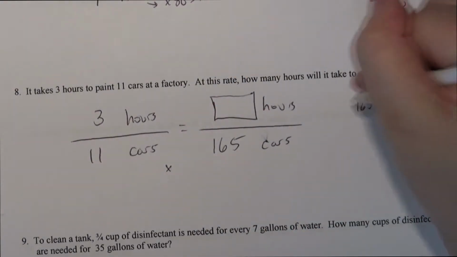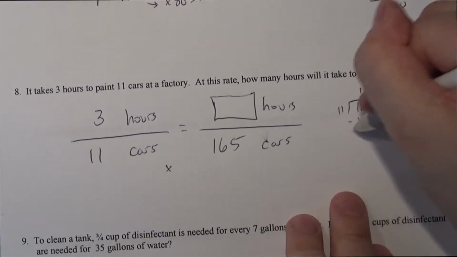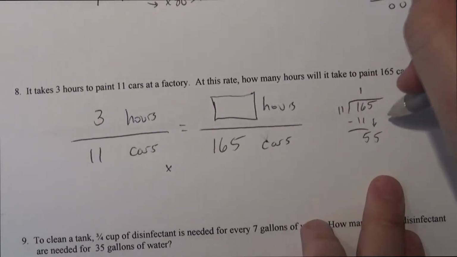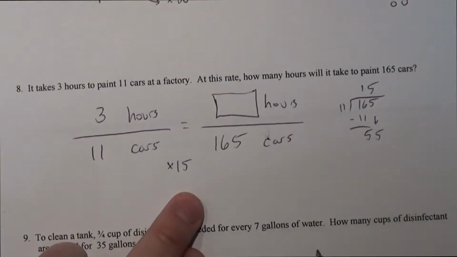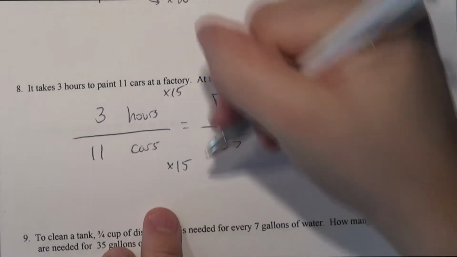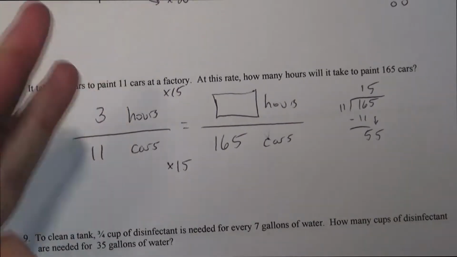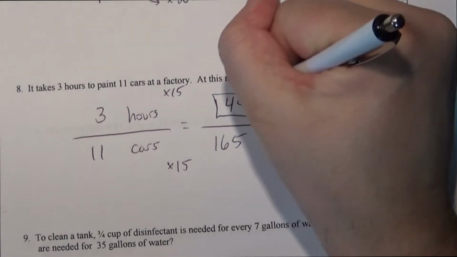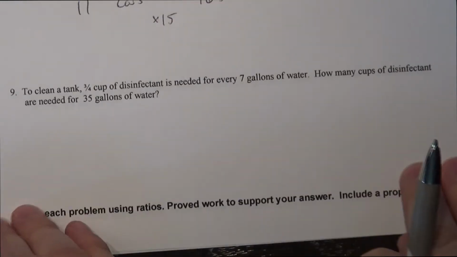Okay, so if I look at this, I need to think, okay, 11 to 165, I'm multiplying by something. I just don't know what. So let me take 165 divided by 11. Now 11 goes into 16 one time, and 1 times 11 is 11. I subtract, I get 5, I bring down my 5. 11 goes into 55 5 times. That's 15. So I'm multiplying 11 times 15 to get 165. So you guessed it, I'm going to take 3 times 15 up at the top. 3 times 15, if you weren't sure, you could always do the math. I just happen to know that fact in my head because 15, 30, 45. So 3 times 15 is 45. So it takes 45 hours to paint 165 cars. Look at us rolling it along here. This is great. Let's move on now to number 9.